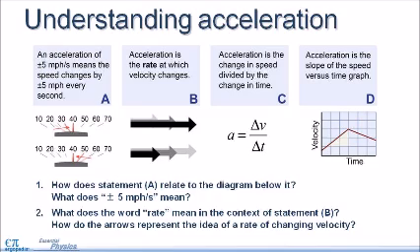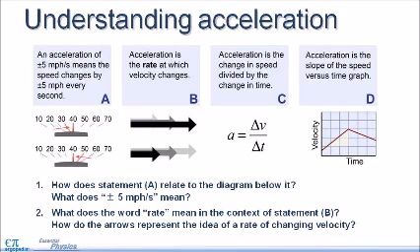Understanding acceleration. An acceleration of plus or minus 5 miles per hour per second means the speed changes by plus or minus 5 miles per hour every second. Acceleration is the rate at which velocity changes. Acceleration is the change in speed divided by the change in time. Acceleration is the slope of the speed versus time graph.